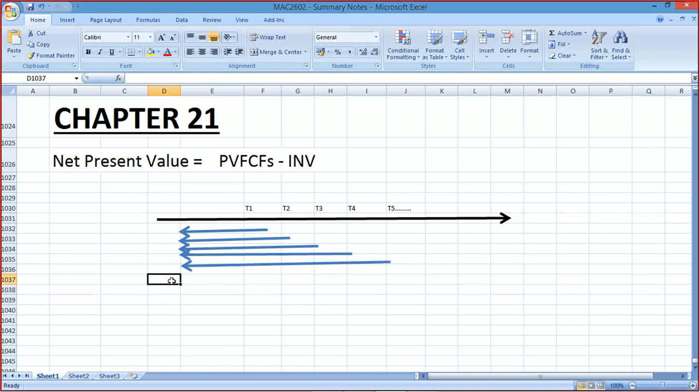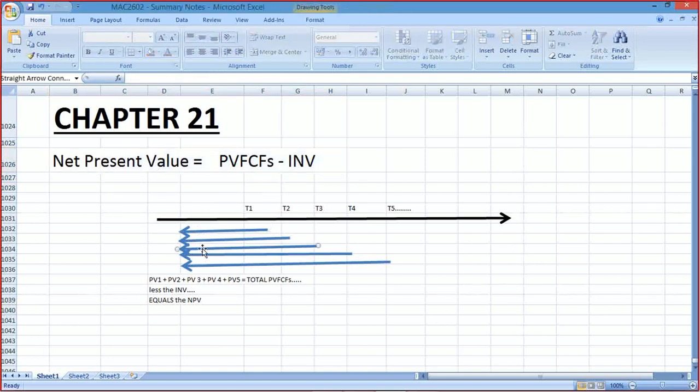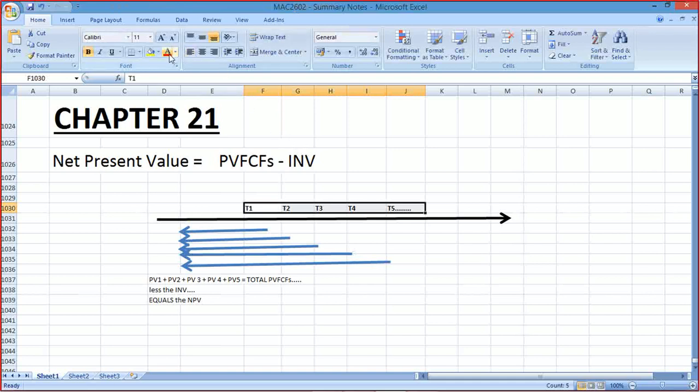So this gives you PV1 plus PV2 plus PV3 plus PV4 plus PV5, which gives you the total present value of your future cash flows. And then you less the INV, initial investment, and that equals the net present value. So that's how you get net present value. Take those future cash flows back, get one amount that represents the present value of the future cash flows, less the initial investment, and that's going to give you the net present value.